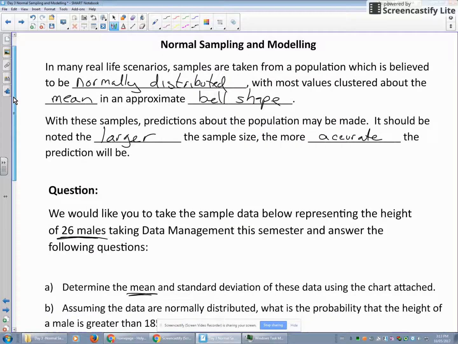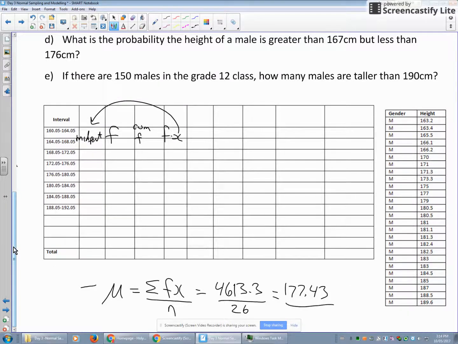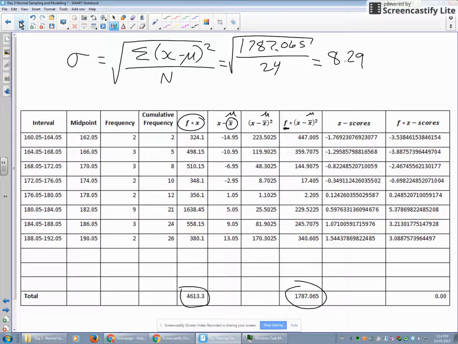We're asked to, assuming the data are normally distributed, find the probability that the height of a male is greater than 185 centimeters. So these are questions that we looked at in our previous note. So really it's about calculating Z-scores. This is just repeating these questions using this real live data from the 26 male students, where we were given our data point of 185. We're trying to find out the probability that the height of a male is greater than 185 centimeters, given that our mean is 177.43 and we have a standard deviation of 8.29.